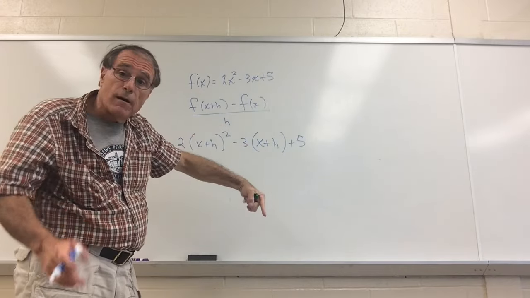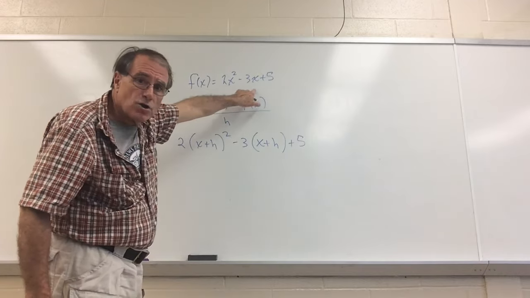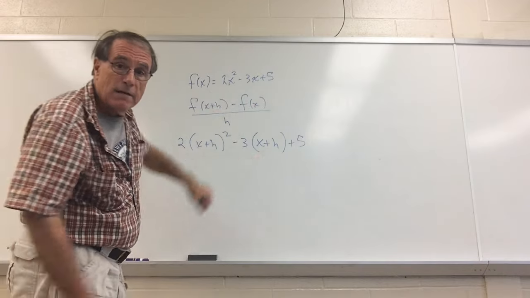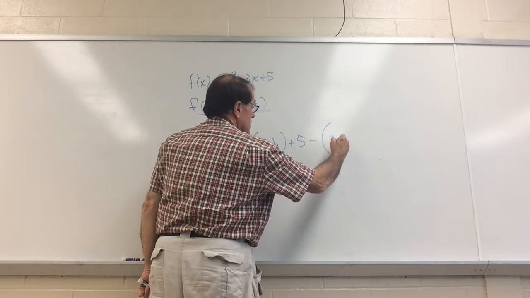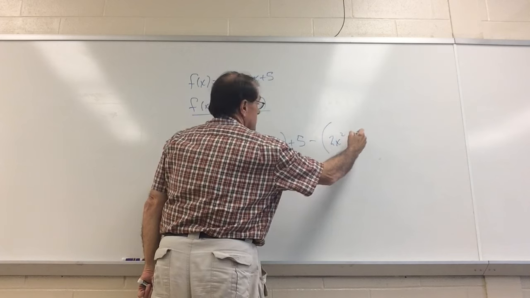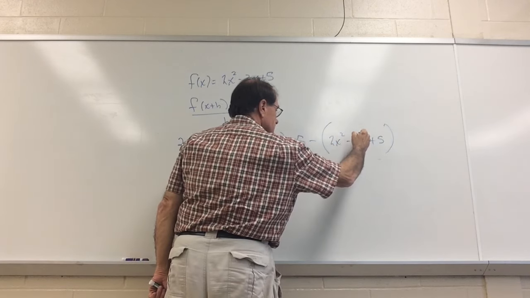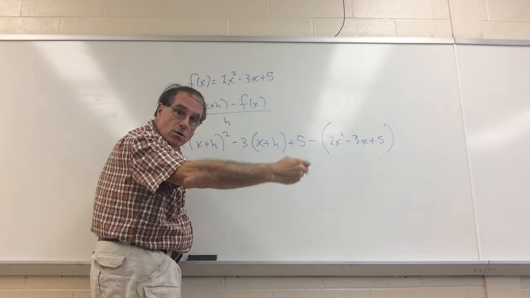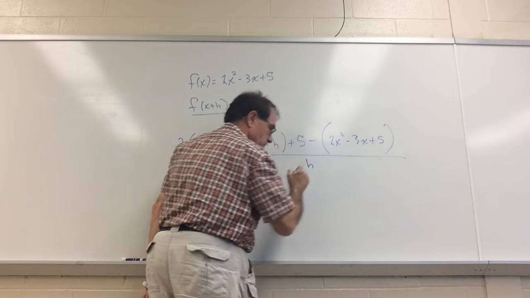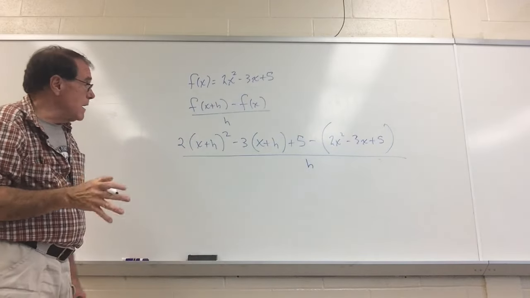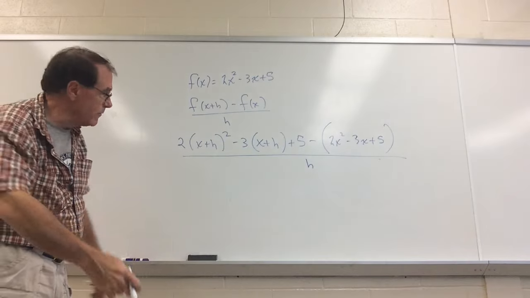The second part now is to subtract the function. Here's my function. I'm going to subtract that function, minus parentheses 2x squared minus 3x plus 5. And this is all divided by h. Well, I'm going to do the algebra and simplify what's in the numerator.